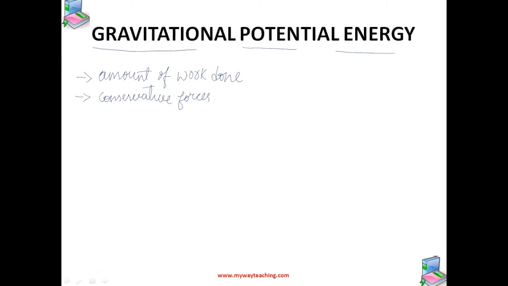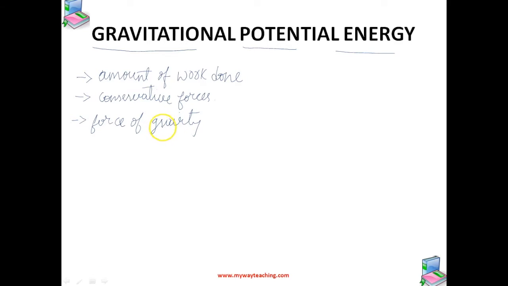The force of gravity is a conservative force. Because it is independent of the path, we can calculate the potential energy of a body arising out of this force, which is called gravitational potential energy. So first of all, the force of gravity is a conservative force, and we can calculate the potential energy arising from this, called gravitational potential energy.